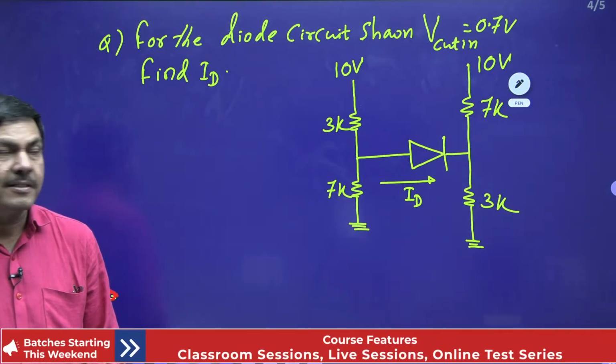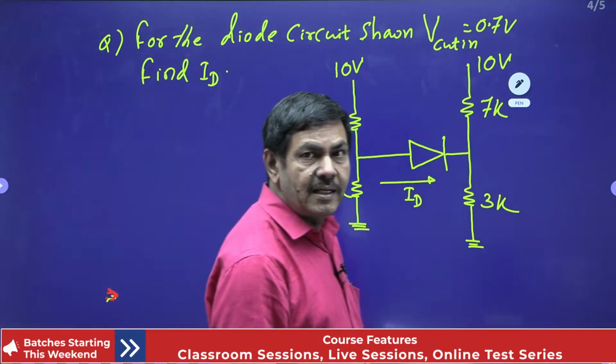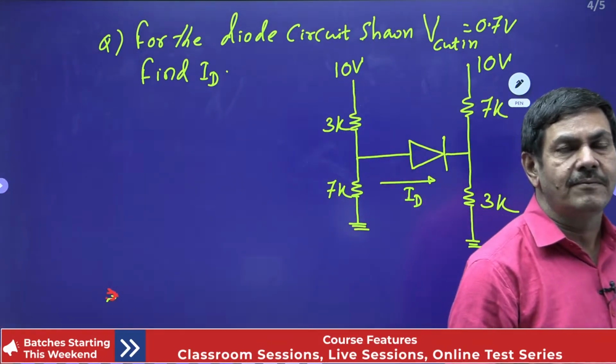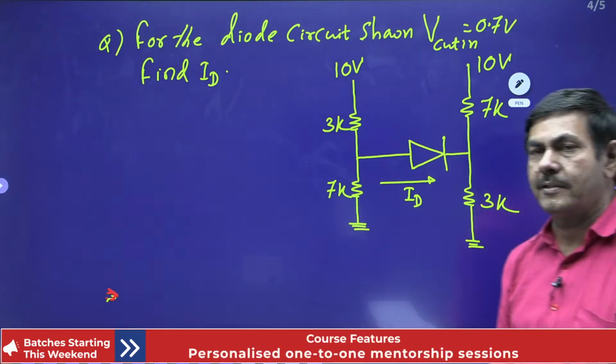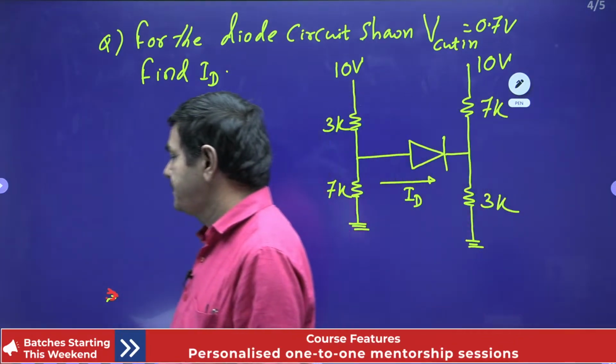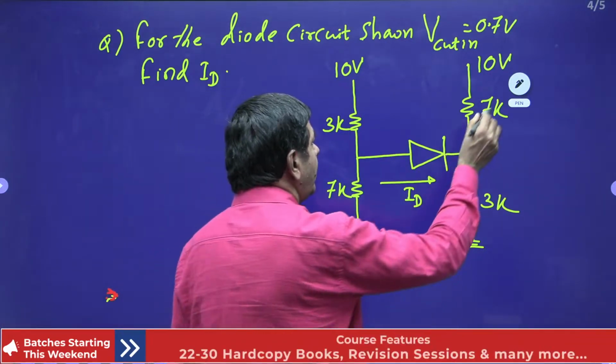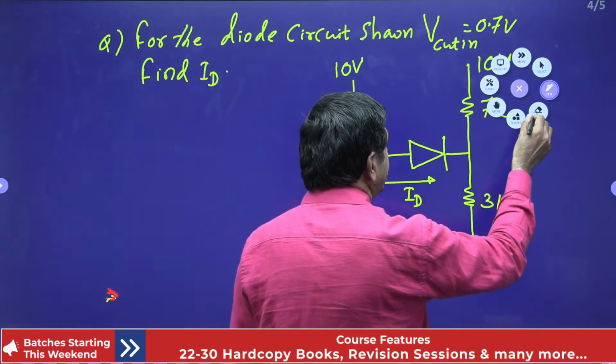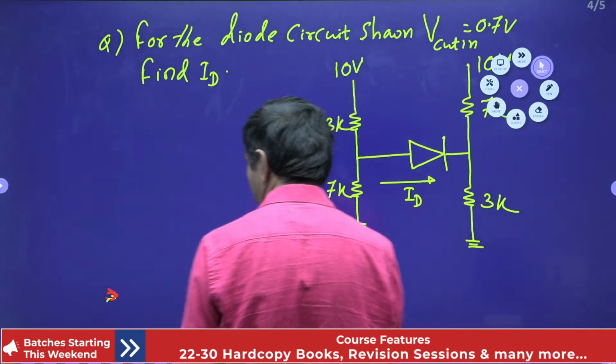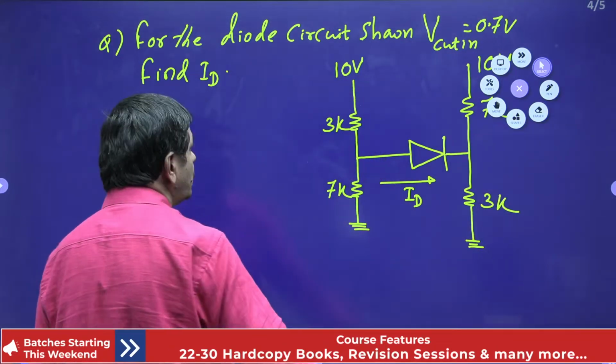Can you get the answer for this question? What current is passing through the diode from the given network? Anybody can try? Anybody can do? The initial work is yours. You put in an effort to get the answer.